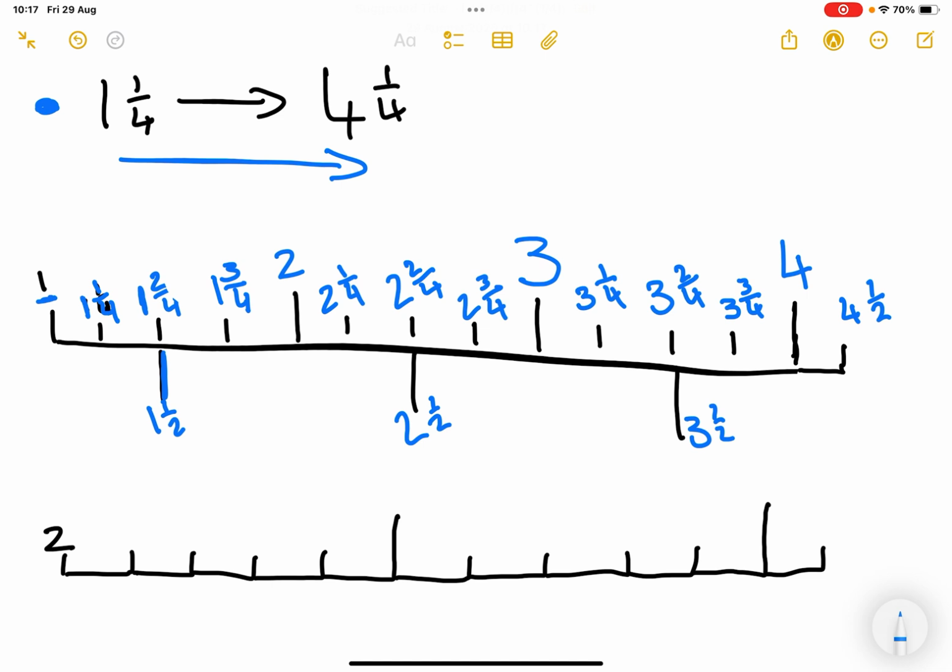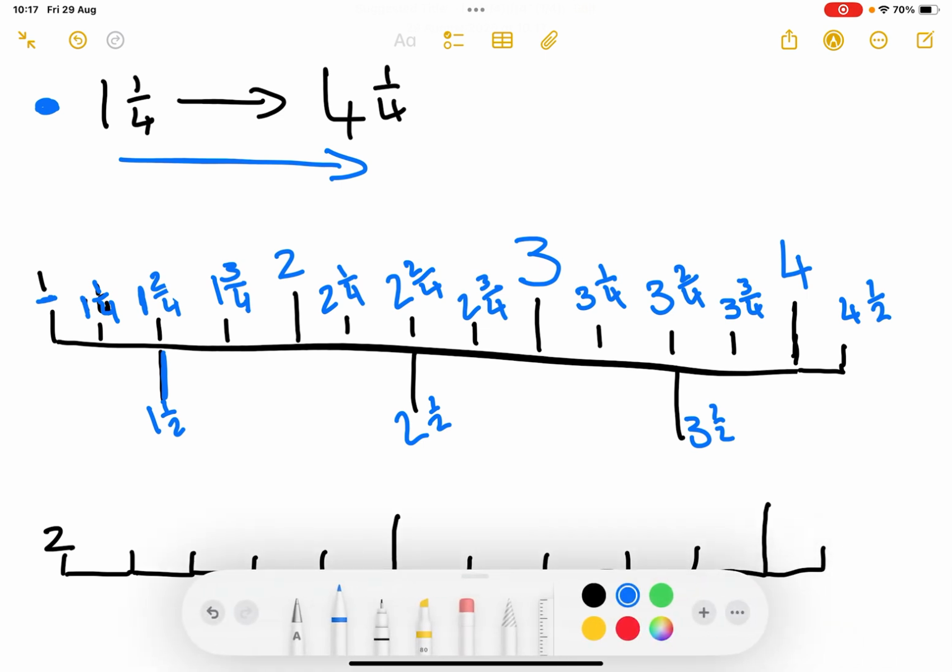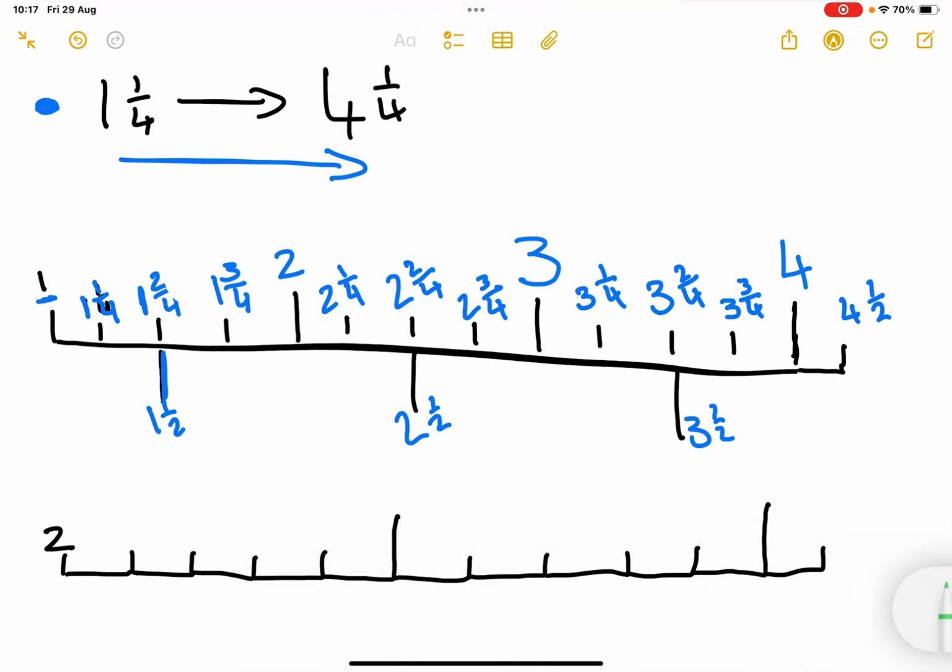Let's practice it again. This time we'll practice in fifths. So I'd like you to pause the video. I will help you with the first one. Okay, pause the video and redraw this number line and see if you can do it correctly.